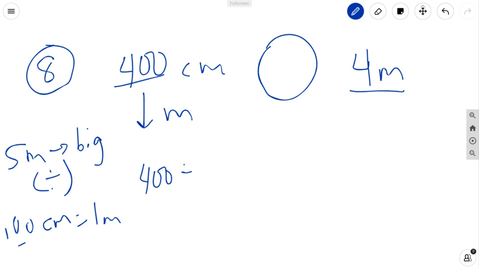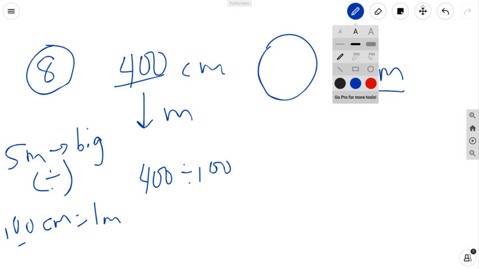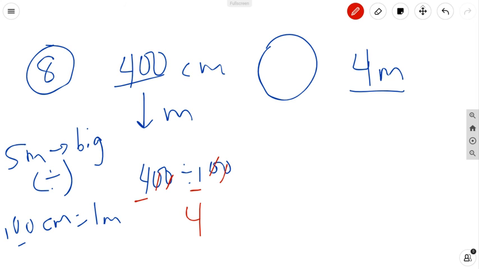So 400 divided by 100 means that I cross out 1 in the divisor, 1 in the dividend, 1 in the divisor, 1 in the dividend. 4 divided by 1 is 4. So this becomes 4 meters, and hey, they're equal. 400 centimeters is equal to 4 meters.